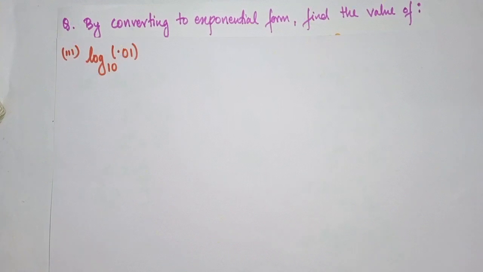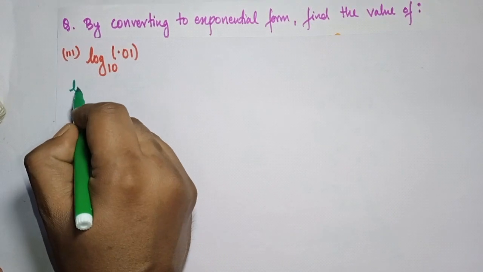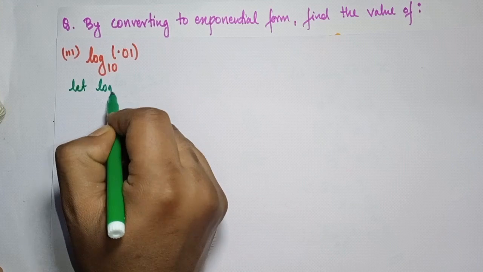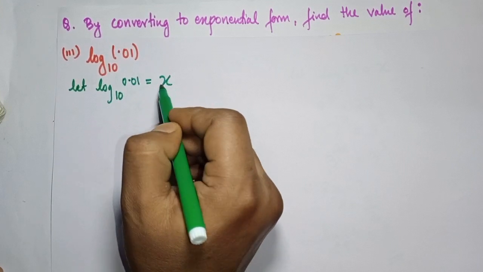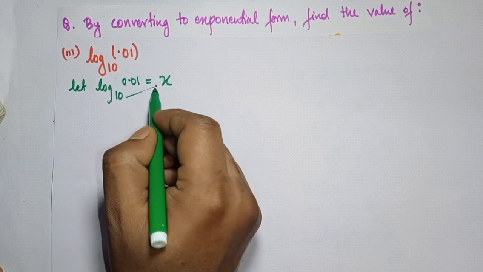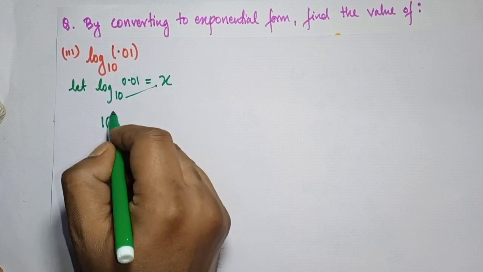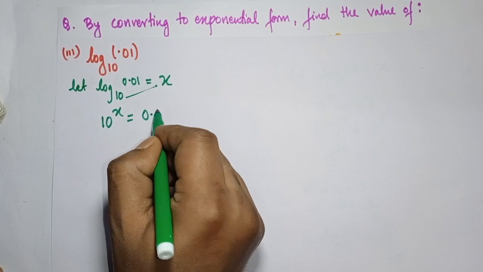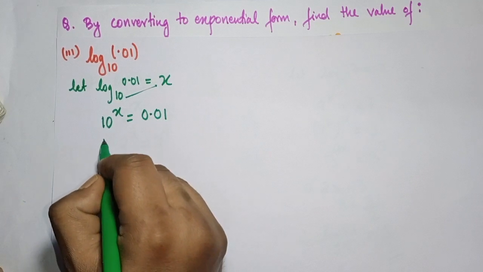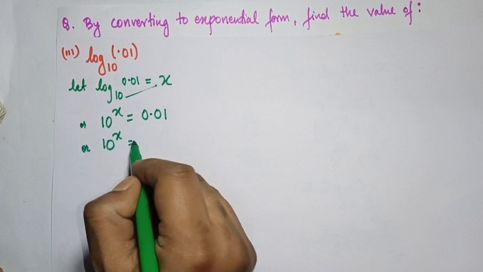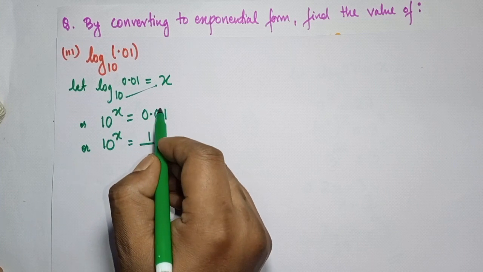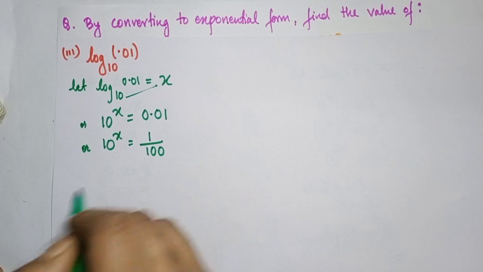So here we have another question. What we'll do is take log base 10 of 0.01 equals x. So how can I write this? As this into this, so this upon this: 10 to the power x equals 0.01. So this I can write as 1 divided by, how many zeros? 1, 2, so 2 zeros will be there.